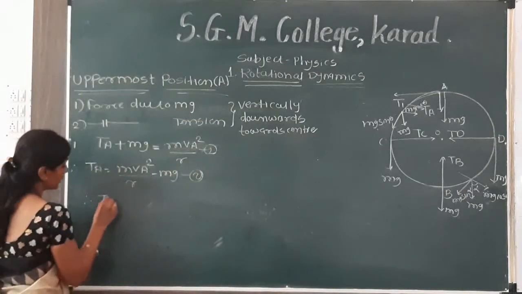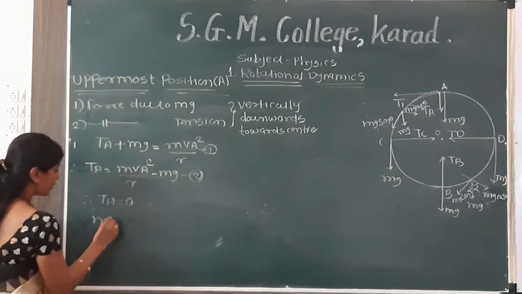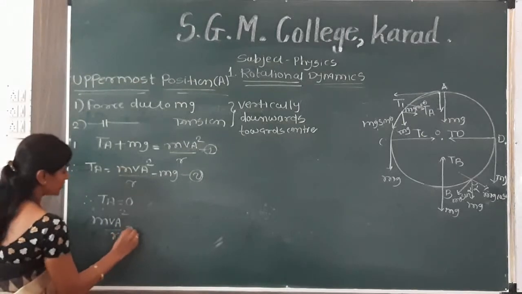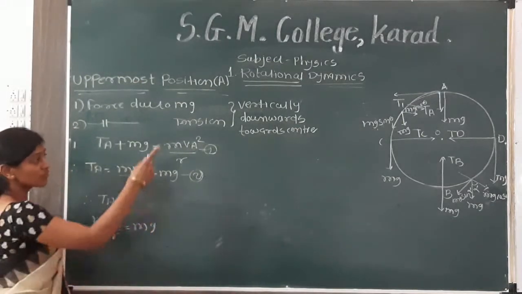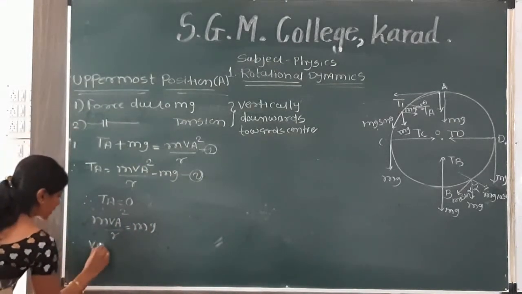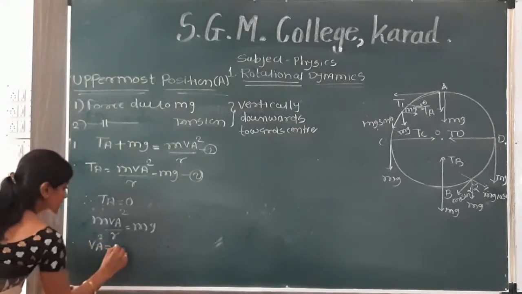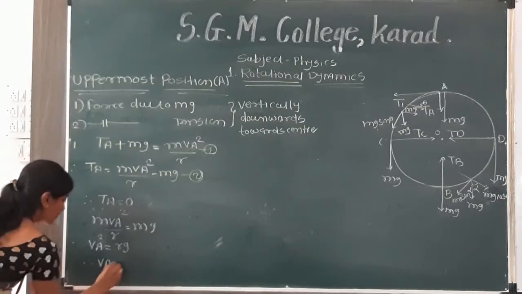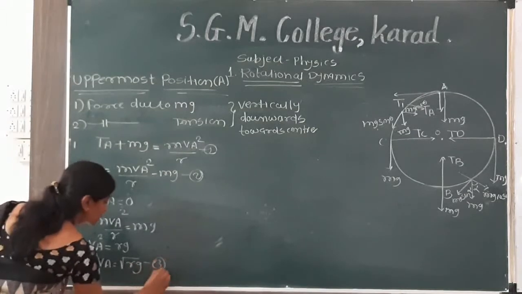If we write Ta equal to 0, we get Va square divided by r equal to g. From that we get the value of the velocity at point A. Therefore, first of all we can write Va square is equal to rg, and finally we get the value of Va. Va is equal to under root rg. This is our equation number 3.